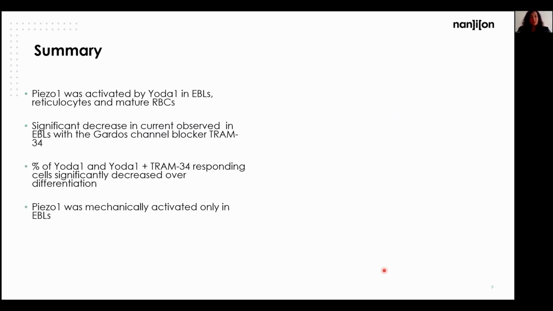Here is a brief summary of this first part of the results. Piezo was activated by Yoda1 in erythroblasts, reticulocytes, and mature red blood cells. There was a significant decrease in current observed in erythroblasts with the Gardos channel blocker TRAM34. The percentage of Yoda1 and Yoda1 plus TRAM34 responding cells significantly decreased over differentiation, and Piezo was mechanically activated only in erythroblasts.